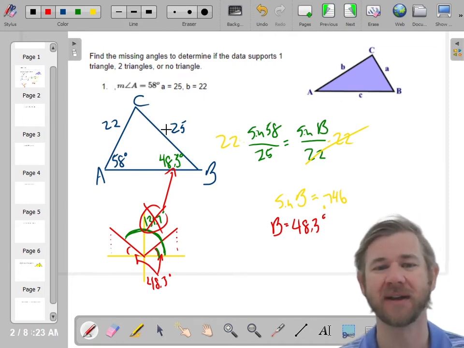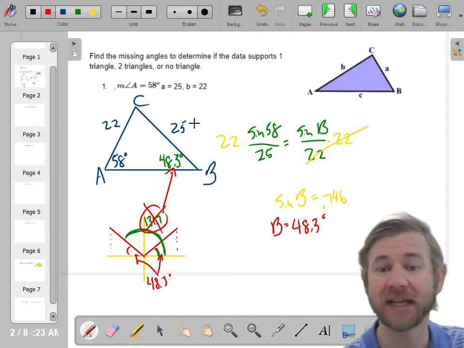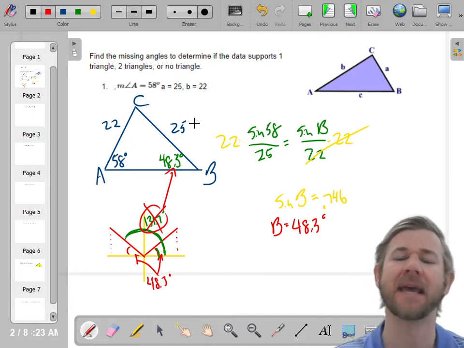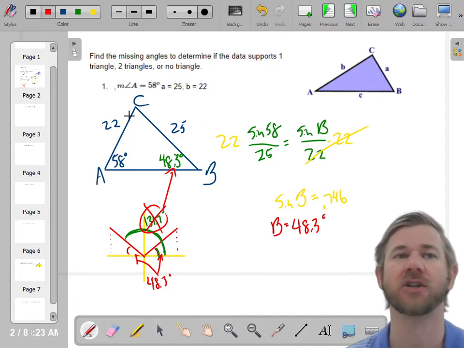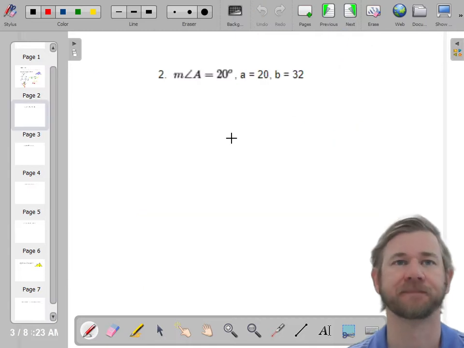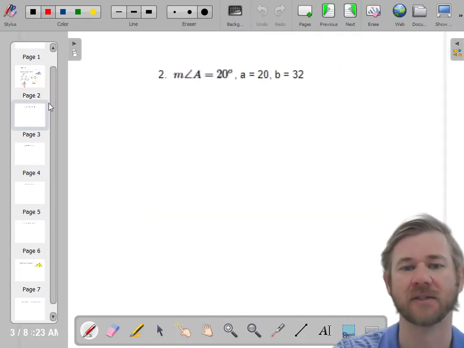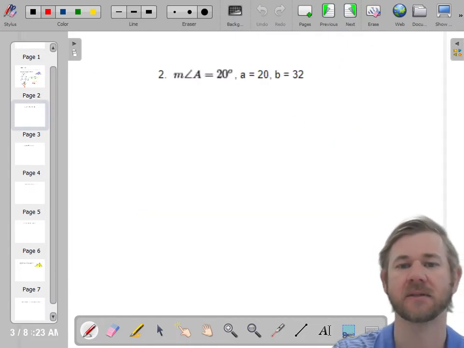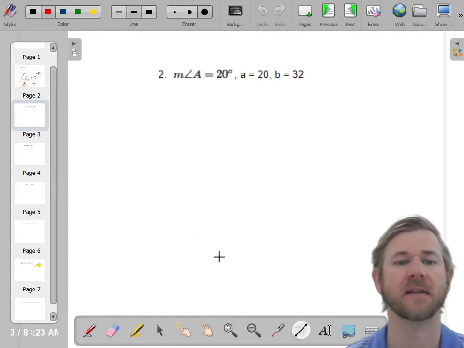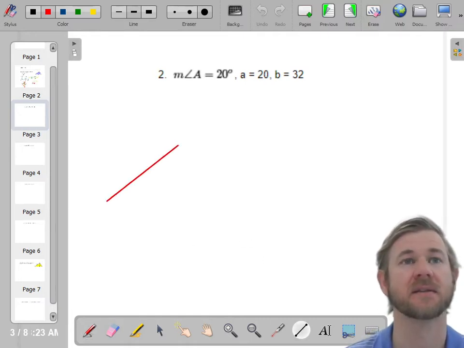So since we can't draw it, it's tough to visualize because it's impossible to visualize, but when we get one we can, I'll draw both of them and kind of show you what I mean. Let's try another one. This one says angle A is 20, little a is also 20, but the length, so let's draw it. It's going to look something like this.